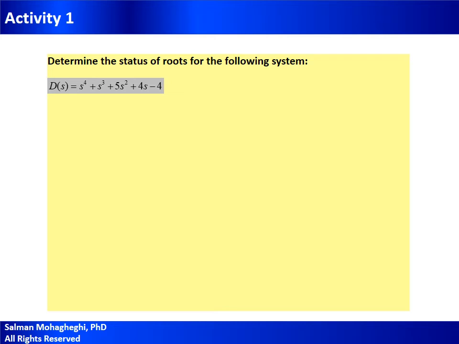Let's do this activity and see if we can actually find out the number of unstable roots in this particular system. The denominator of the transfer function is S4 plus S3 plus 5S2 plus 4S minus 4. What I would like to ask you at this point is to stop the presentation, work on this, and then hit play so we can go through the solution.